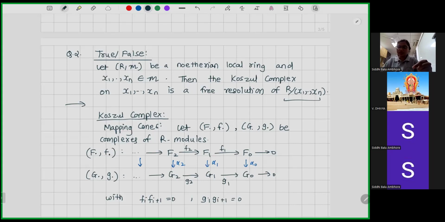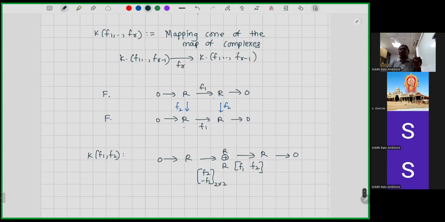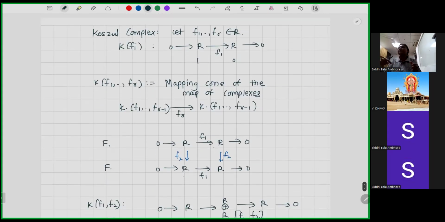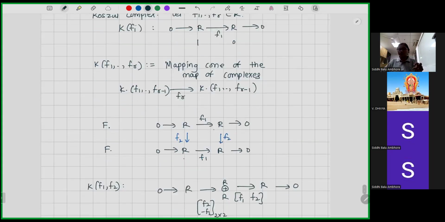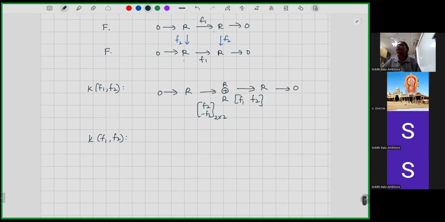And we have to check it if x1 to xn are any elements of R. So that's how we do it. For x1 to xn, we start with the single Koszul complex, then map them. Then again I have two complexes for f1, f2. Then I will do this K of f1, f2, and again create a map here. And now the Koszul complex of those two complexes. So that's how we do it. It's a kind of recursion in which we create the Koszul complexes.